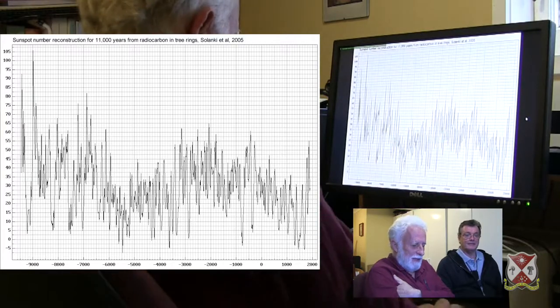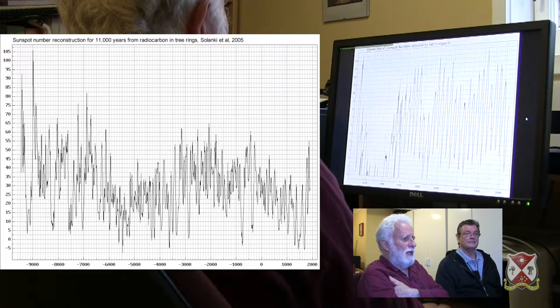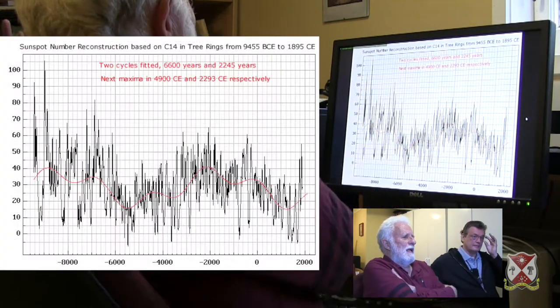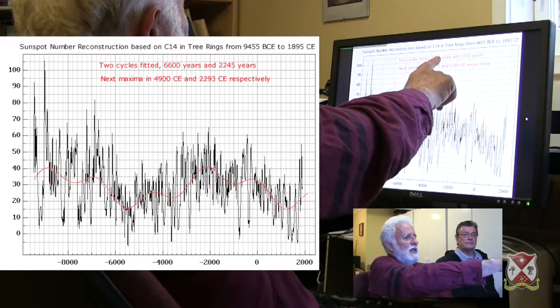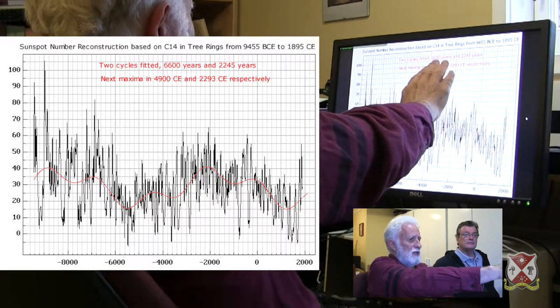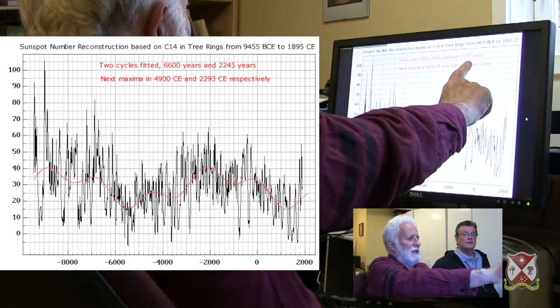So that's that one. And then we'll just look at some of these others to see what's useful. So here it is with two cycles fitted, a 6,600. Now the people who did this note there's a 6,600 year cycle, and there's this one as well.